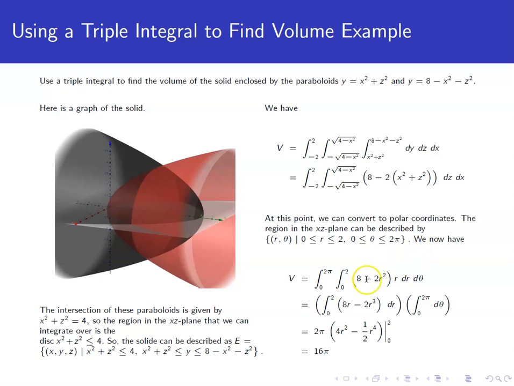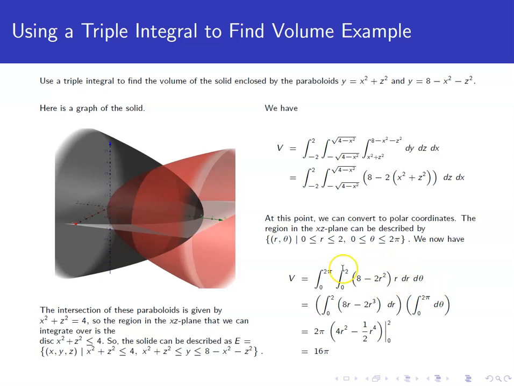So when we convert it to polar, we'll just be integrating 8 minus 2r squared, 0 to 2 for the r's, 0 to 2 pi for the thetas, and then remember when we replace the dx dz in this case, that extra factor of r pops out. So we get the r dr d theta when we replace the differential.